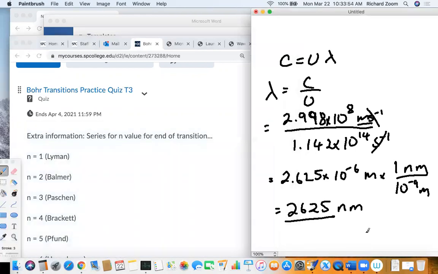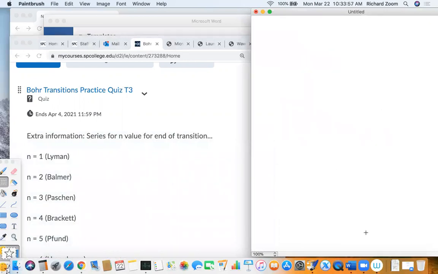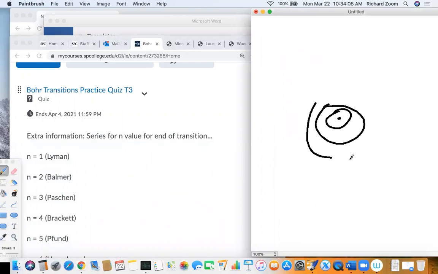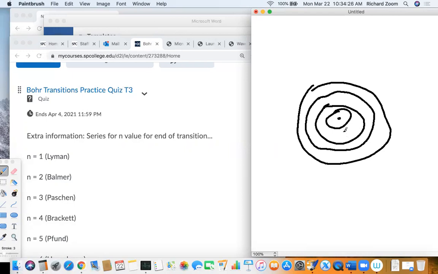Now the series themselves, just to give you a very basic idea, I sort of covered this a little bit earlier, but if you've got a hydrogen atom, we've got n equals 1, n equals 2, n equals 3, n equals 4, and we'll do one more here, n equals 5 as well.